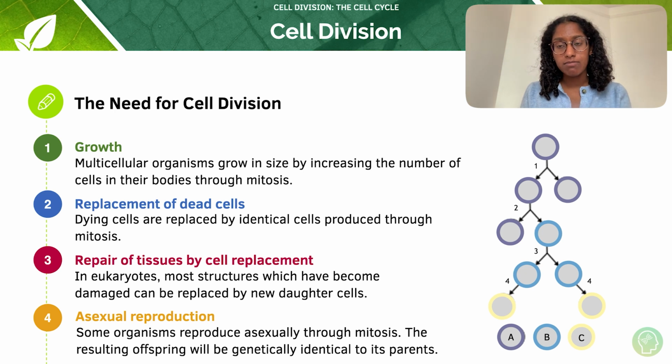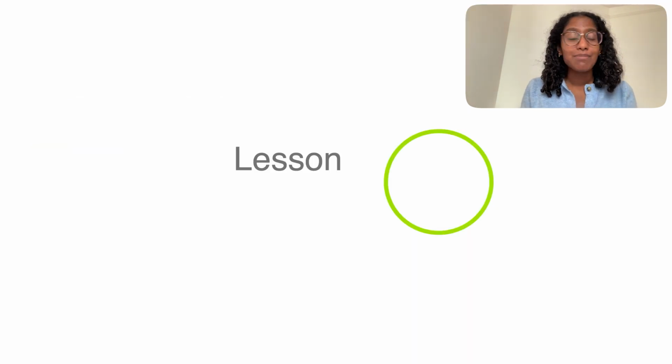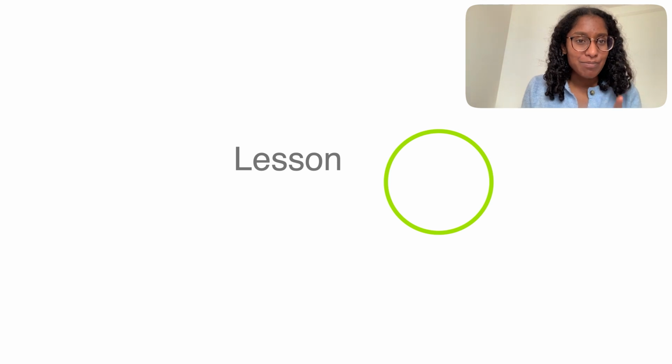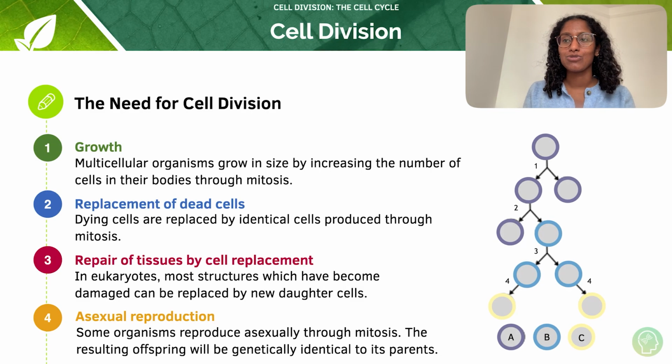but in other organisms they might reproduce asexually through mitosis, and the resulting offspring will be genetically identical to the parents, because remember our parent cell is splitting in mitosis to produce 2 genetically identical daughter cells, identical to each other as well as identical to the parents. I say parents plural, but by that I mean the parent cell, okay? So the daughter cells are identical to each other, but they're also identical to our parent cell.